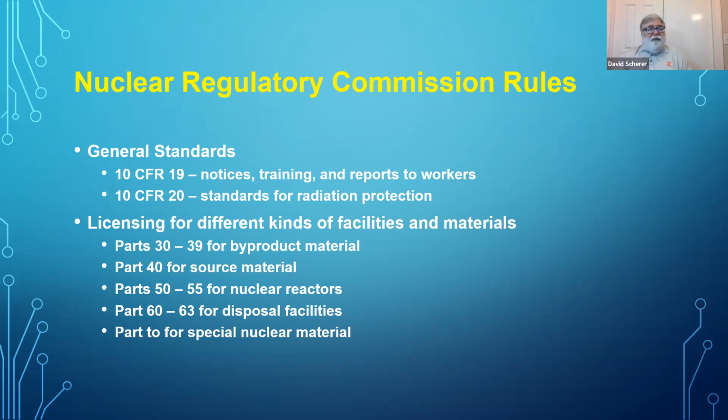Part 35, for example, is about medical licenses. Part 37 is about security for byproduct material licensees. All those parts in the 30s are licensing for byproduct material type licenses. Part 40 is for source material licenses, and there's only one of them. There's not 41, 42, 43, so there's just one regulation dealing with source material licensing. Parts 50 through 55 deal with licensing for nuclear reactors.